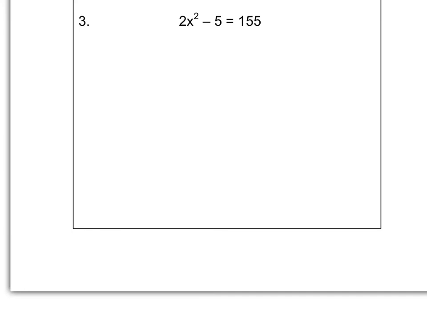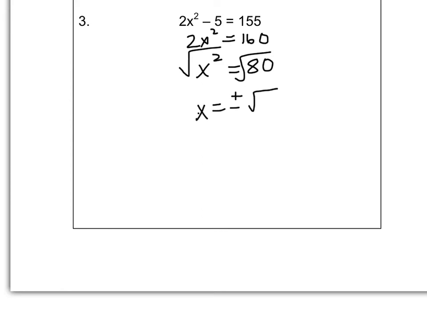So we've got 2x squared, and that's going to equal 160 because I'm going to add 5 to both sides. And then I'm going to divide by 2 because, again, I don't have a middle term, so I've got to get x squared by itself. So x squared is equal to 80. And so I'm going to take the square root here. So now x is going to equal positive and negative square root of 80. Is there a perfect square that goes into 80? As you look down your diagonal list, you'll notice that 16 does.